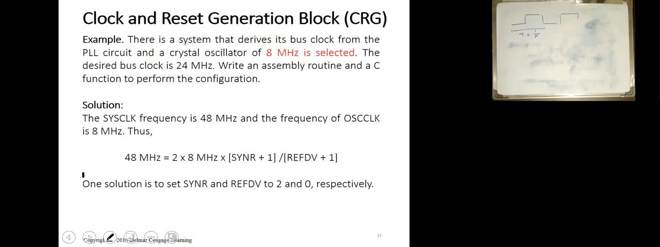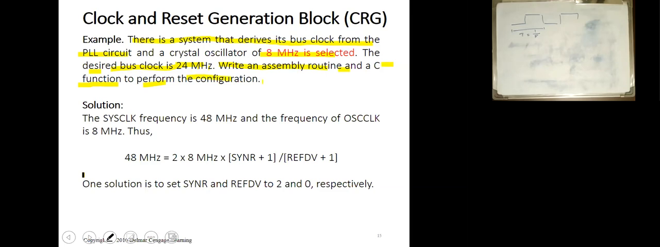تمام. Okay. خلينا نشوف example. Simple. It is very simple code how to do it. There is a system that derives its bus clock from the PLL circuit, and it has a crystal oscillator of 8 megahertz. The desired bus clock is 24 megahertz. Write an assembly subroutine and a C function to perform the configuration.